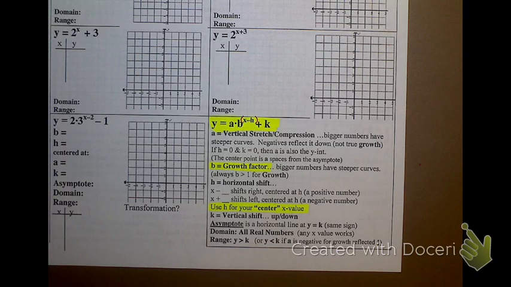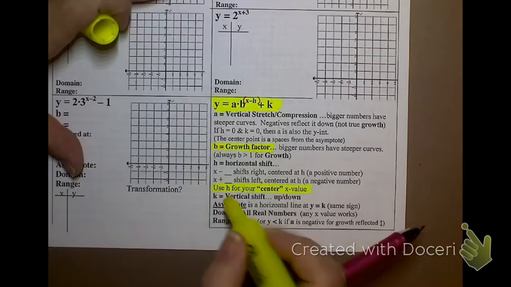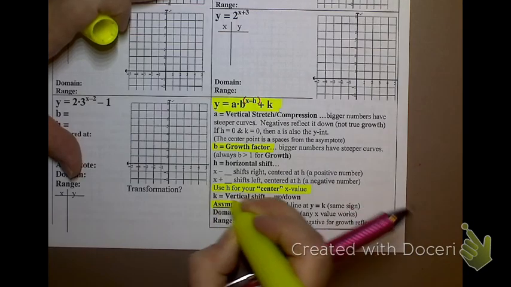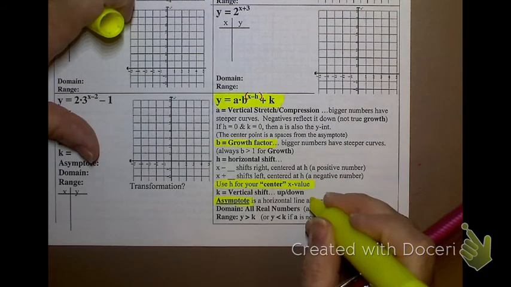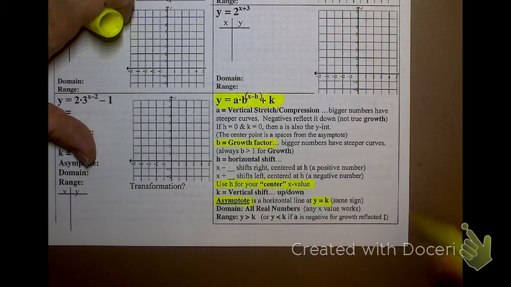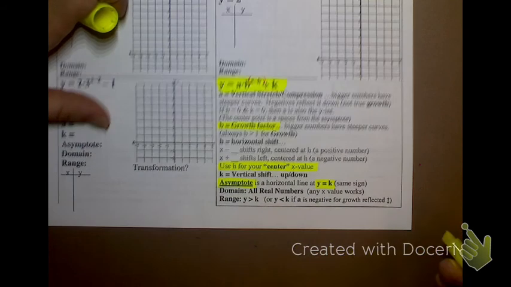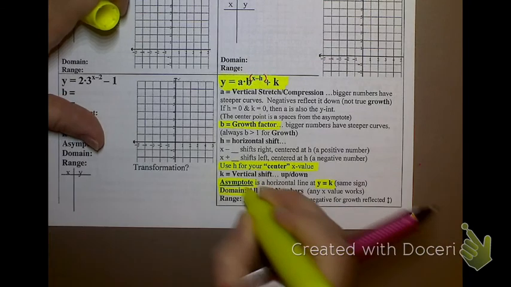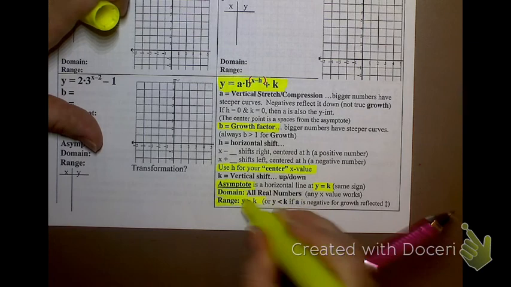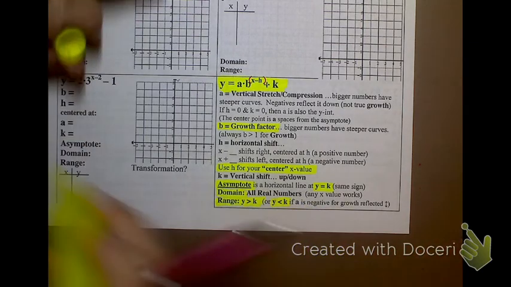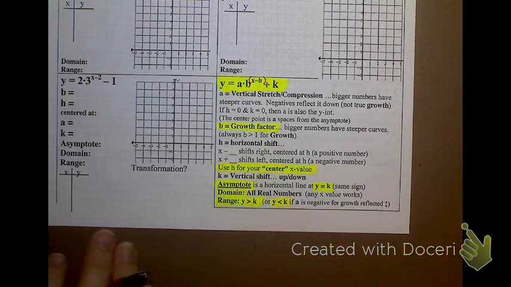Okay? Now, an asymptote. Have you ever heard of an asymptote? That might be a new word for you. It is a horizontal line at Y equals K. We'll talk more about that in a minute. Domain, range. Domain is all real numbers. Range is Y is greater than K or Y is less than K, and we'll talk about that in a minute also.